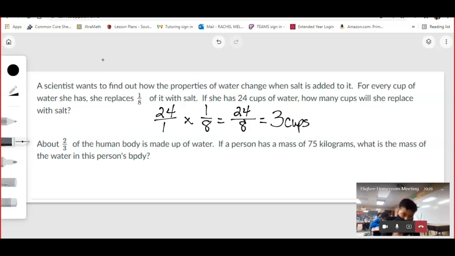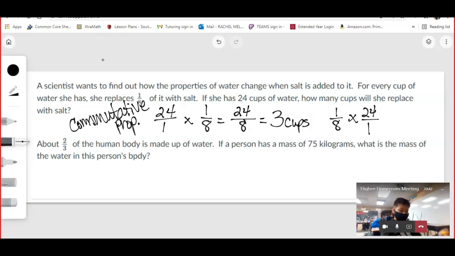That's your answer. Now, is it okay if instead of starting with the 24, I started with 1/8 and did my factors this way? Is that okay? Yes, remember that's called the commutative property of multiplication. My factors can be switched around and I'm still going to get the same answer. All right, very good job, guys.